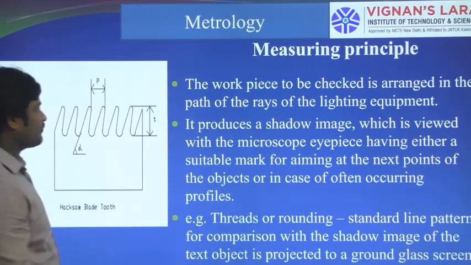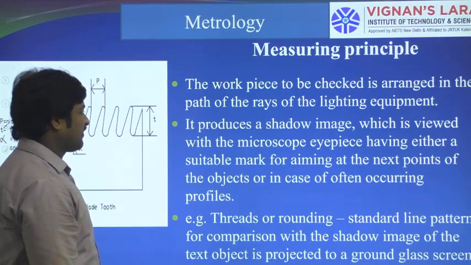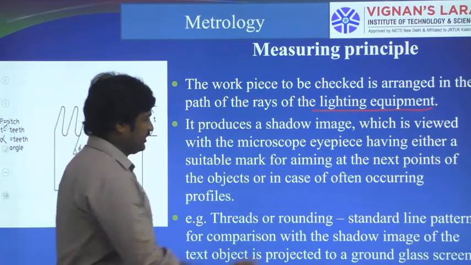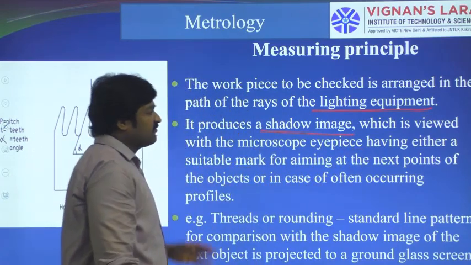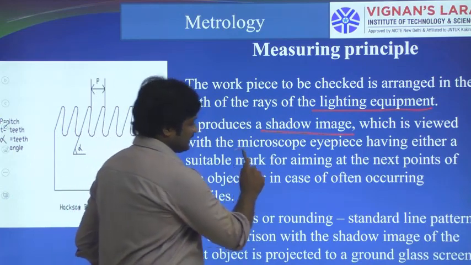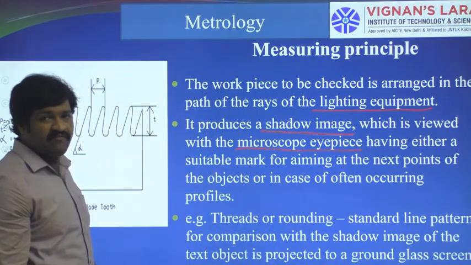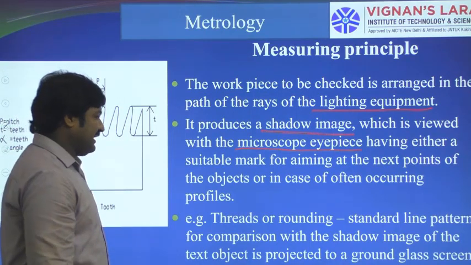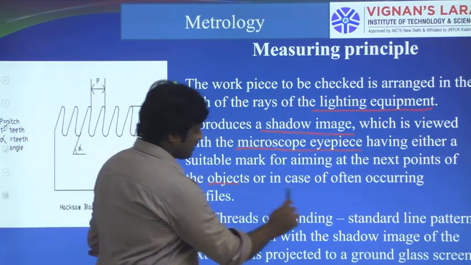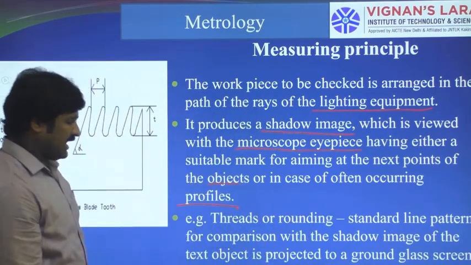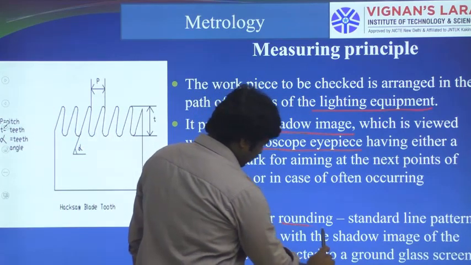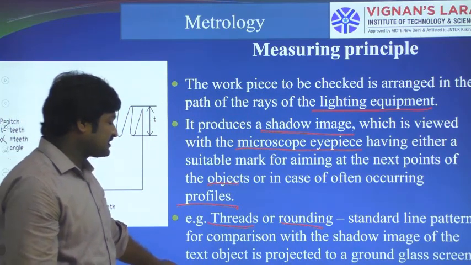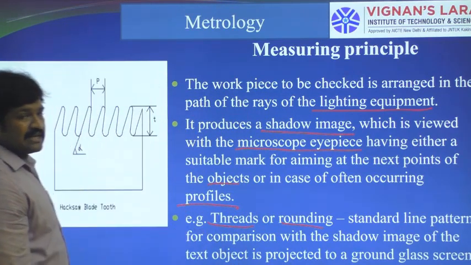Next, the measuring principle. The workpiece to be checked is arranged in the path of rays of the lighting equipment. It produces a shadow image, which is viewed with the microscope eyepiece. From the eyepiece we can view only the shadow of the component, having either a suitable mark for aiming at the individual points of the object, or, in case of often occurring profiles, for example for identifying threads or roundings, a standard line pattern for comparison with the shadow image of the test object is projected onto the ground glass screen.